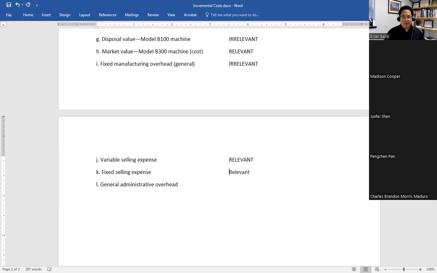Here's the answer already. It already said in the problem, for fixed selling expense, it's going to change whether you add a new machine or don't add a new machine, it can be a different amount, right? And same thing with the general administrative overhead. This is also relevant.